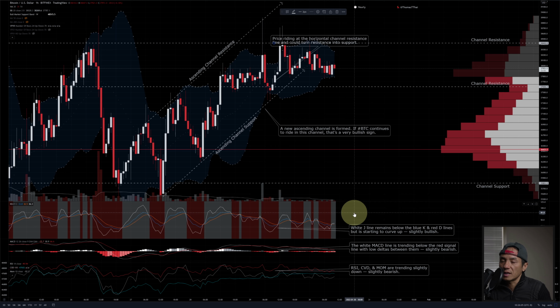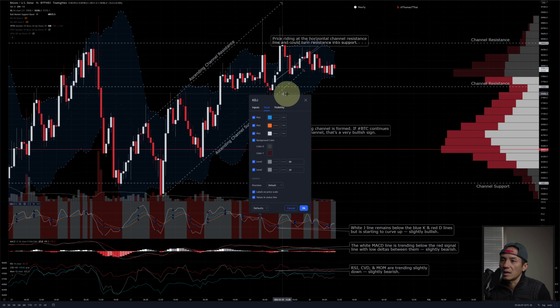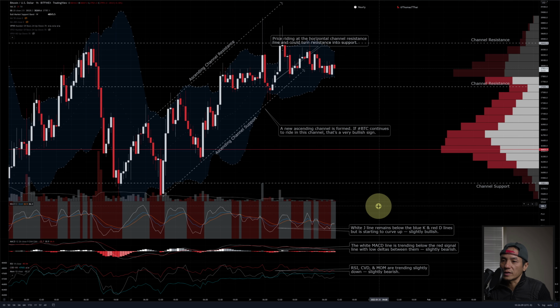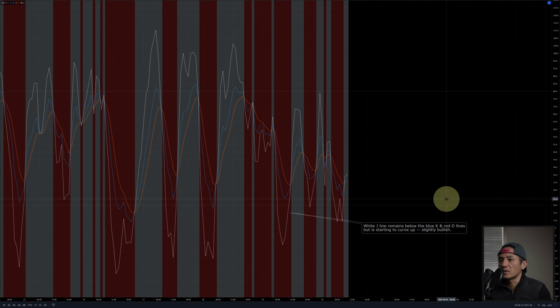Let's zoom in. Anyways, so here's the white line. It did curve up, did go above the blue and the red line, the J line here, the white, and then went back down. But you can see how it is very cyclical in the hour.